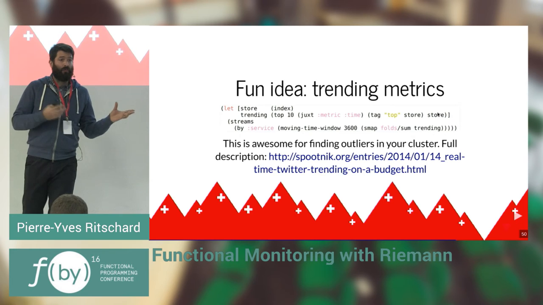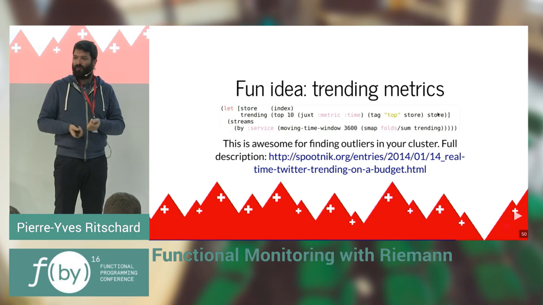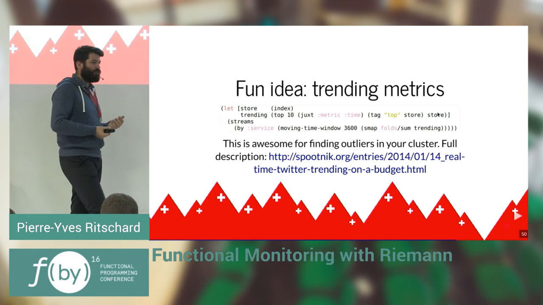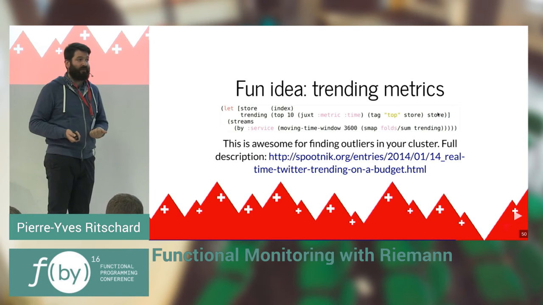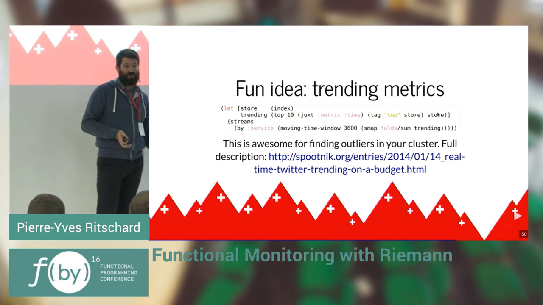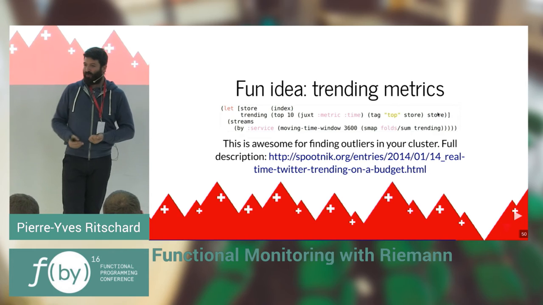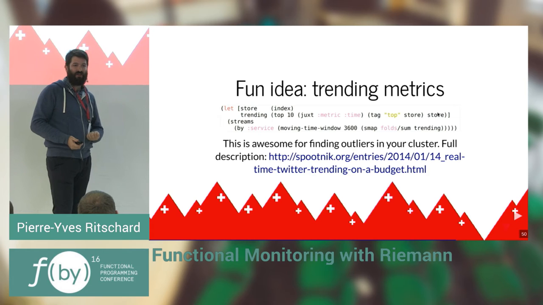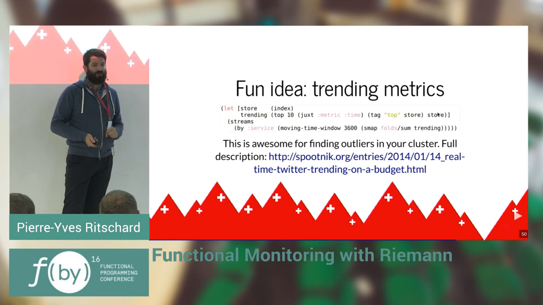This goes to show there was an article posted on Storm using Storm to compute Twitter trends. And I took that as an exercise to build the same thing in Riemann, and it comes down to these four simple lines. And that exact recipe can be used to watch over your infrastructure and notify if there are outliers, for instance. If you have one of your front-end servers that has a higher number of 400 class errors, these are the type of constructs that are going to help you pick them out very quickly.